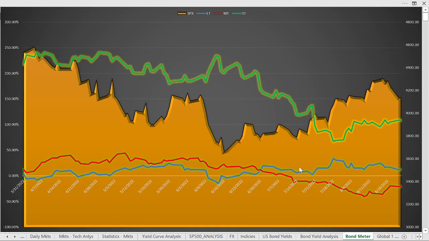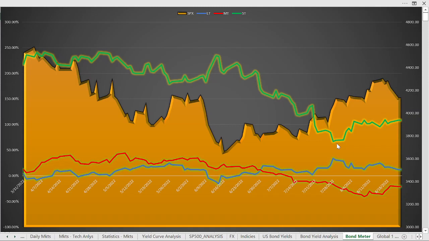And as we can see, as equity markets have continued to rally from late June all the way through last week, we saw the spread between long-term and medium-term bonds continue to widen as the spread on the short-term bonds, the green line, really came to the downside. So what does this tell us?